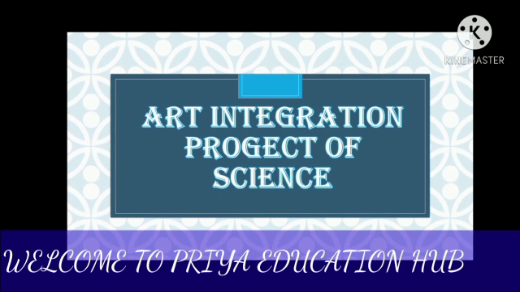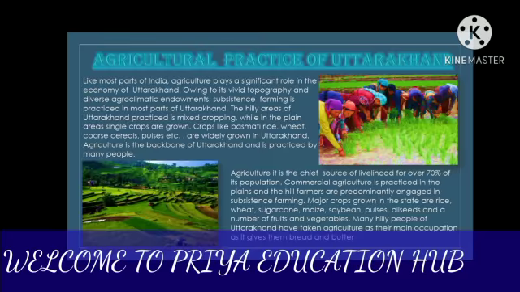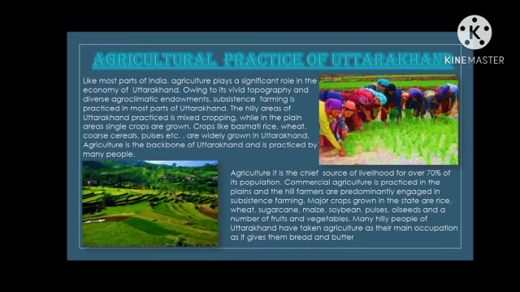Today we are going to study about Art Integration Project of Science. So in this, first we are going to study agriculture practice of Uttarakhand. Like most parts of India, agriculture plays a significant role in the economy of Uttarakhand. Owing to its vivid topography and diverse agroclimatic environments, subsistence farming is practiced in most parts of Uttarakhand. The hilly areas of Uttarakhand practice mixed cropping, while in the plain areas single crops are grown. Crops like basmati rice, wheat, coarse cereals, pulses, etc. are widely grown in Uttarakhand.